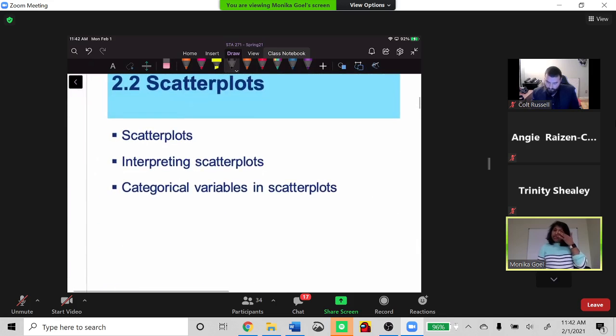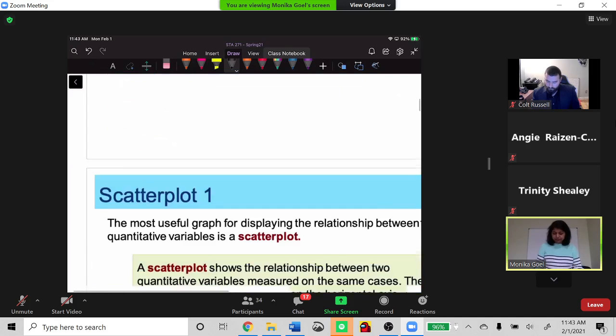Scatterplot, interpreting scatterplot, and can we make a scatterplot using a categorical as well as a numerical variable? If we can, which one will make more sense? Which one is helpful to understand numerical data? Which one is helpful to understand categorical data? We are going to talk about that.